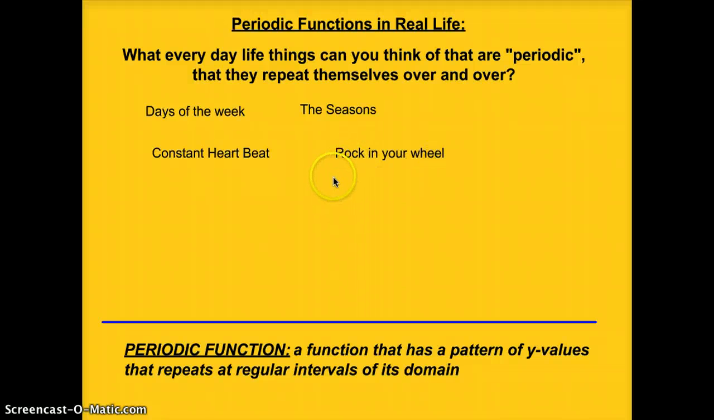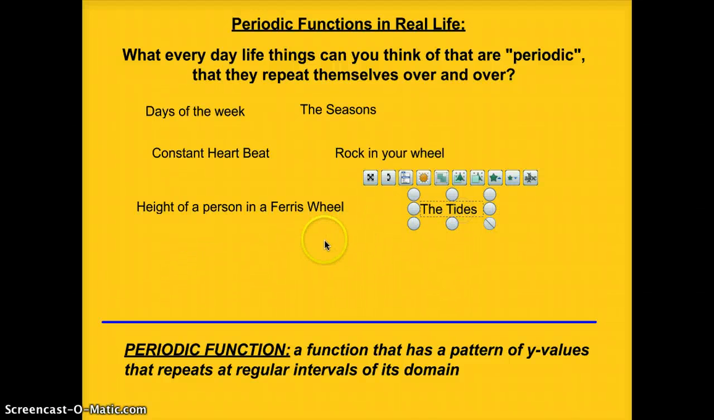If there's a rock in your tire, and you go at a constant speed where it goes tuck, tuck, tuck, that kind of stuff. The height of a person on a Ferris wheel is going to follow this kind of cycle, so it's going to look like this, right? The tides are also fairly periodic because they go up and then down, up and then down, and that has to do with the rotation of the moon and the earth.